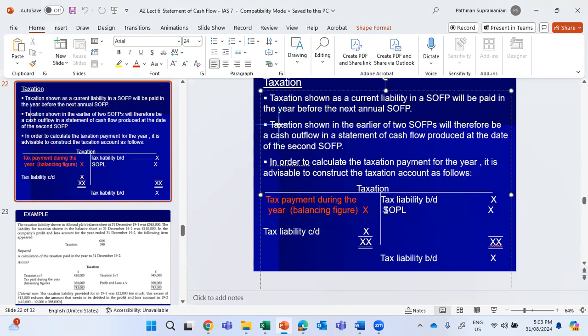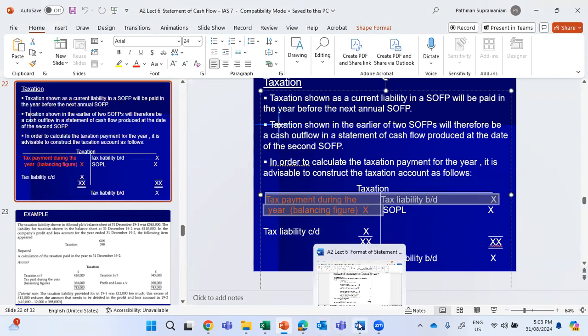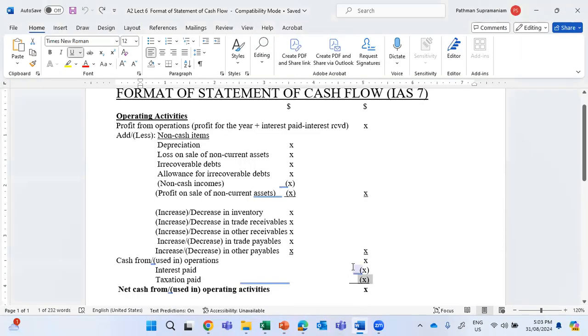And then the question will tell you the taxation expense for the year. So we put in all these 3 figures and we balance up the figure. The balancing figure would be the taxation paid during the year. Okay. So I'll demonstrate with a question later on.